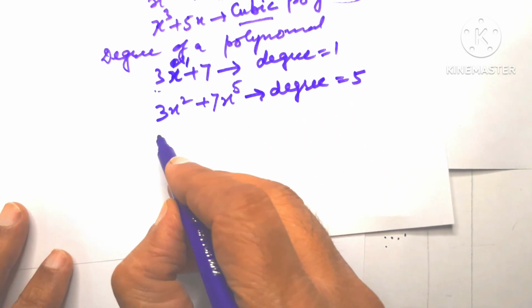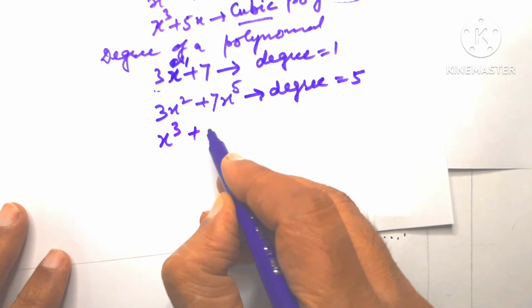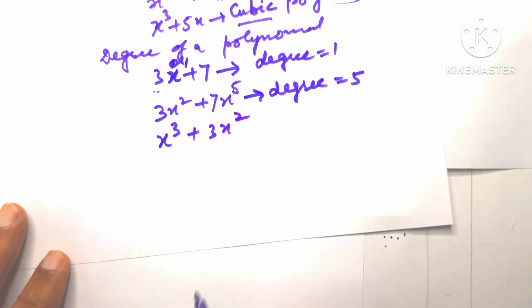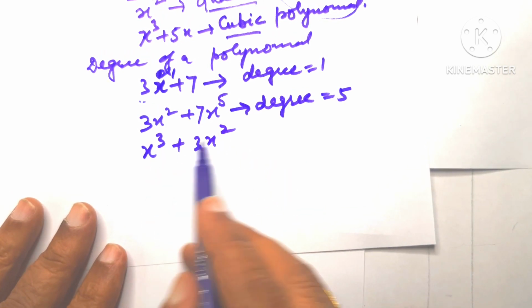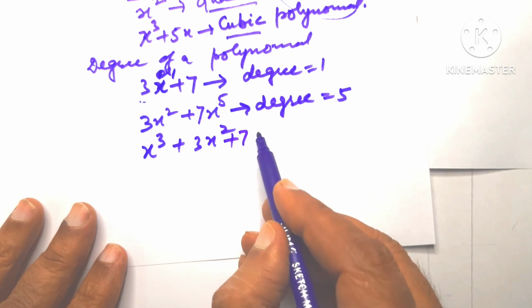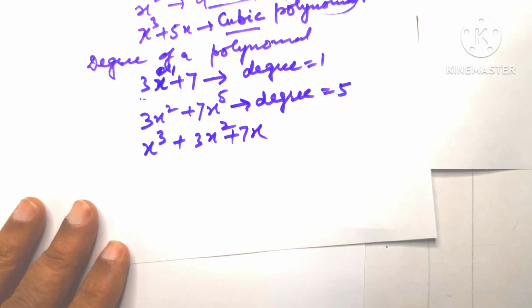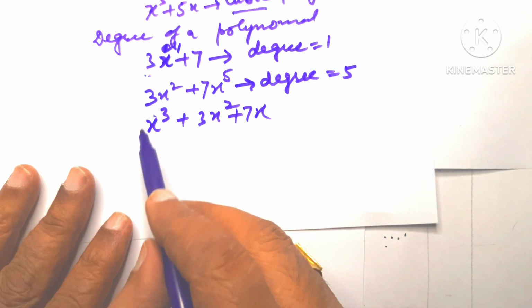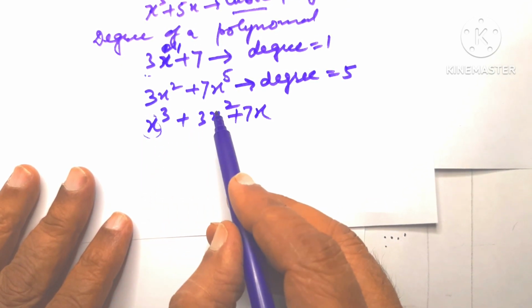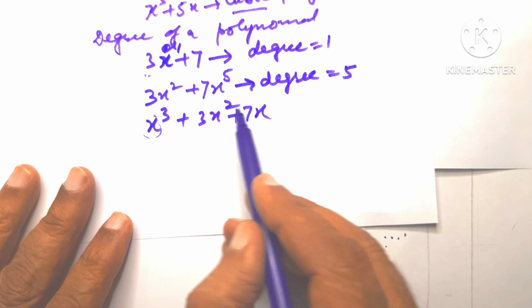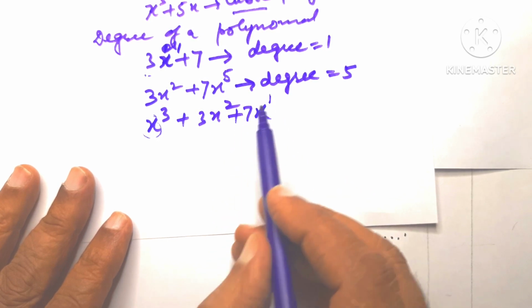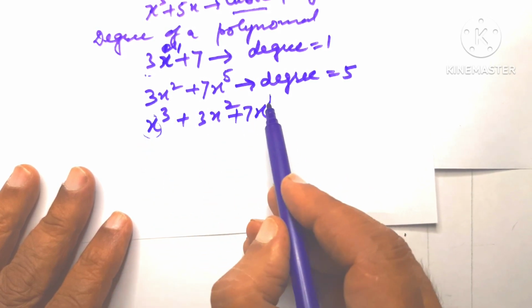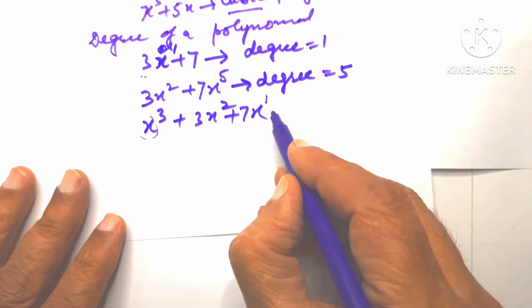Suppose I write x cube plus 3x square plus x. Here we look at the maximum power of the variable: this variable has power 3, this variable power 2, this variable power 1. We count the maximum power. Maximum power is 3. So degree is 3.